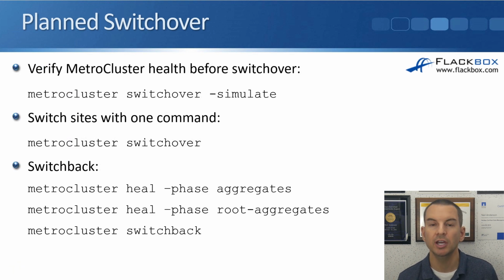To actually do the switchover, you should verify the MetroCluster health before doing so. The command to do that is metrocluster switchover -simulate. The command to switch sites, you can do that with a single command, which is metrocluster switchover. So very easy to do this when you do have to fail over. And to switch back, the commands for that are metrocluster heal -phase aggregates and metrocluster heal -phase root-aggregates first, and then metrocluster switchback to revert back. So very easy, very quick if you need to do a manual failover and failback.